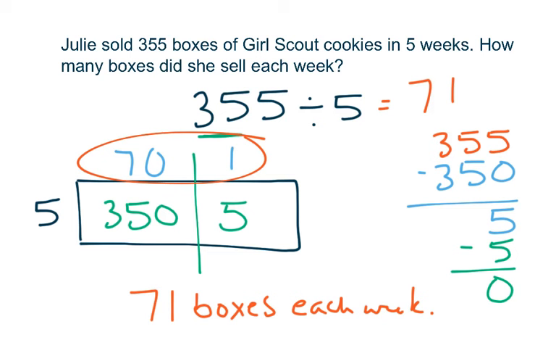So the great thing about using the area model for division is that we don't always have to get super close to our total at once. We can take piece by piece away. We can use facts that we don't know in order to be successful at division. That's our lesson for today.